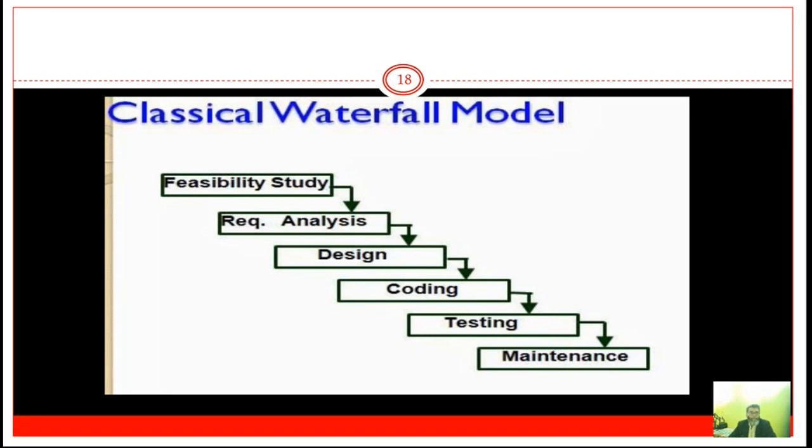Then comes design phase. The aim of this phase is to transform the requirements specified in the SRS document into a structure that is suitable for implementation in some programming language. Coding and testing. In coding phase, software design is translated into source code using any suitable programming language. Thus, each designed module is coded. The aim of the unit testing phase is to check whether each module is working properly or not.